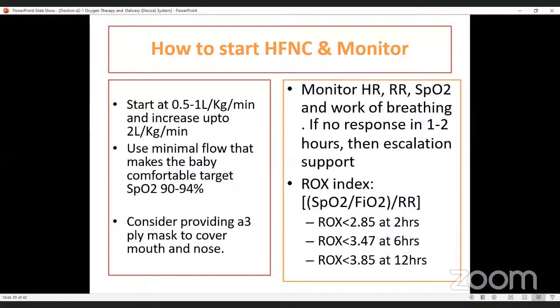Start at 0.5 to 1 liter per kg per minute and increase up to 2 liters per kg per minute. Use minimal flow that makes the baby comfortable, and target will be 90 to 94%. But even if the SpO2 is 90% or 92%, 93%, but the child is not comfortable, we'll have to see if we increase oxygen, can it make the child comfortable? If not, then we'll have to see another cause why the child is uncomfortable despite we are taking care of the hypoxia. Consider providing 3-ply mask to cover mouth and nose.